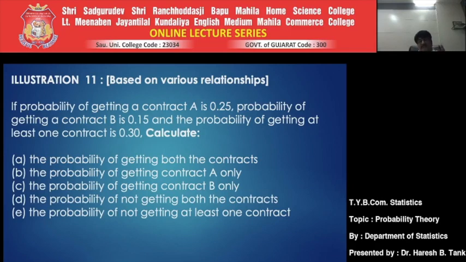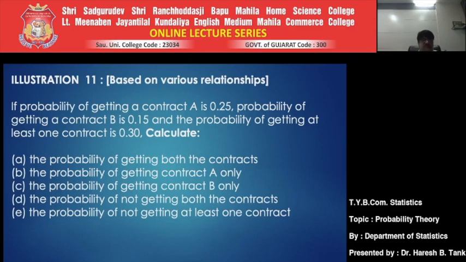Is it fine? The three pieces of information are given to you. One is probability of A is 0.25, probability of B is 0.15, and probability of A union B is 0.30. These are the information which is given to you. Now concentrate on what is required. Put it in a notational form. The probability of getting both the contracts. Look, the word used here is both. Both means the connector is and. And since the connector is and, if you put it in a set theory approach, it will be intersection. So probability of A intersection B is needed.